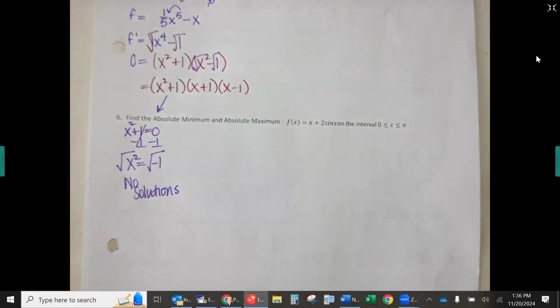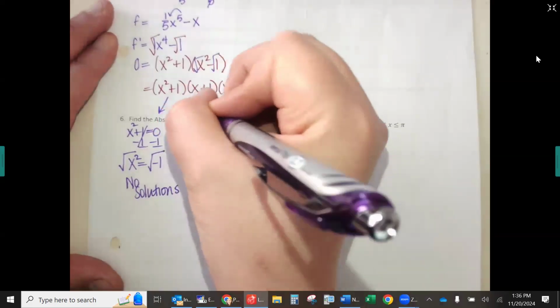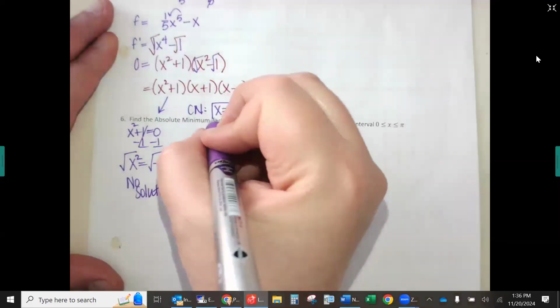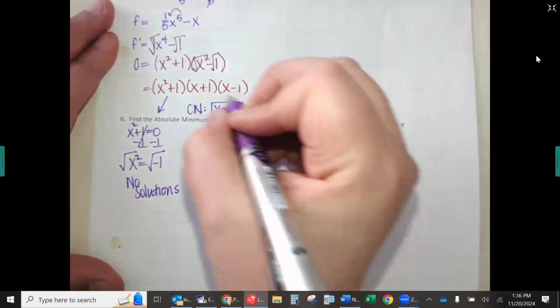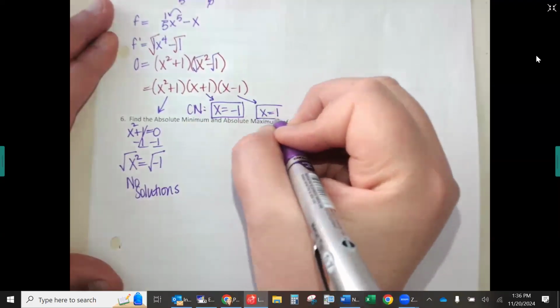I have an x plus 1. What's my critical number? -1. And then what about from my x minus 1? That's going to give me +1. Put those on the number line.